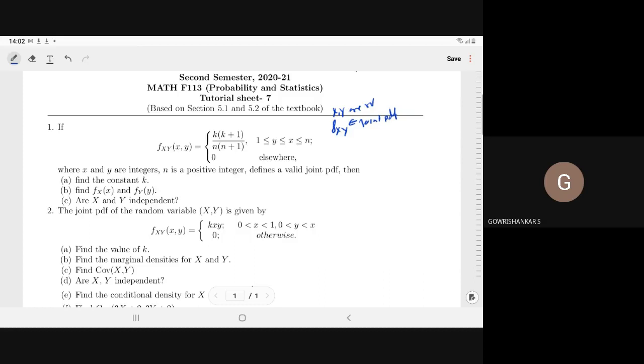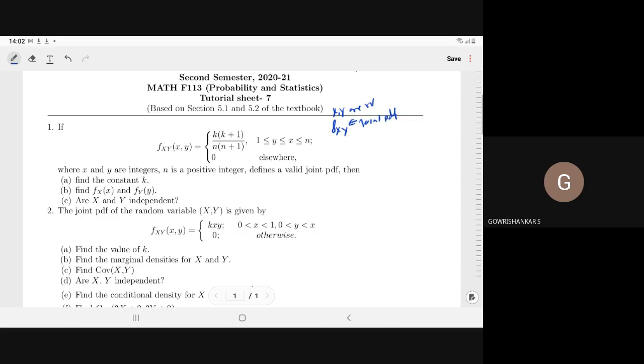So here in question number 1, the joint PDF f_XY is equal to k times k plus 1 upon n times n plus 1, for the interval 1 less than or equal to y less than or equal to x less than or equal to n and 0 elsewhere, where x and y are integers and n is a positive integer. Define a valid joint PDF.